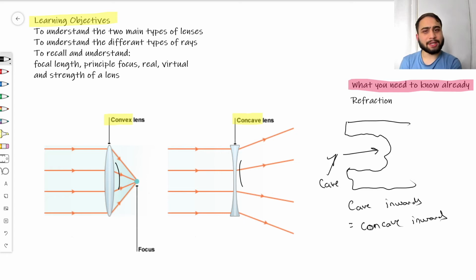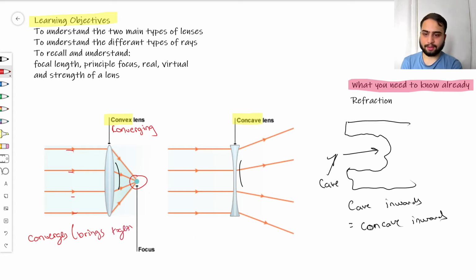Here we have the two main types of lenses. Now let's have a look at what they actually do. A convex lens is also called a converging lens. This is because it takes separate light beams, as you can see here, here, here and here, and it converges, it brings them together at a single point here, the focus point. So let's write that here: converges, brings together separate light rays to a single point.